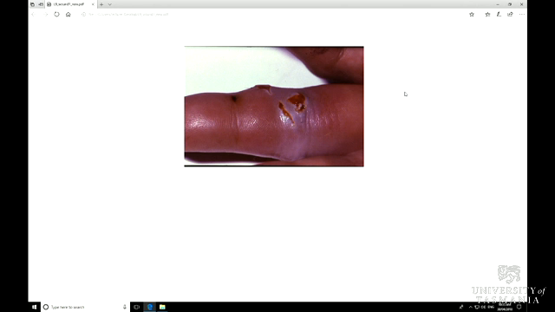That's a dog bite. Big injury in there. This grew Pasteurella.